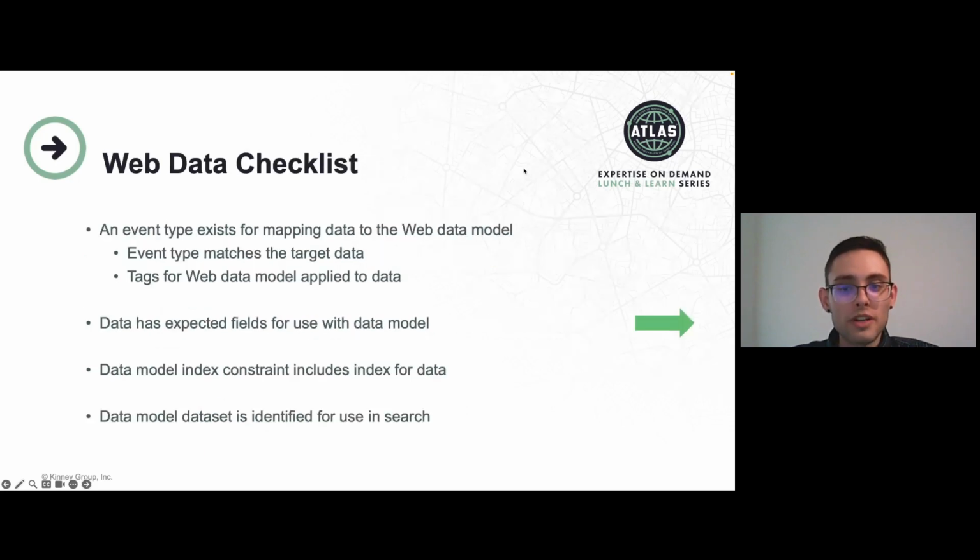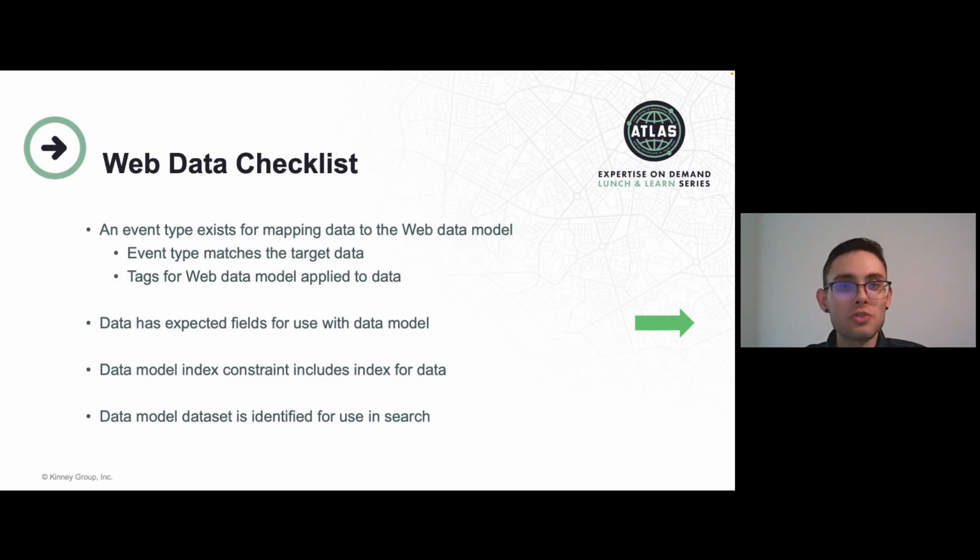Okay, so we are down to our final step here with our tutorial data, going through our checklist, making sure that it's usable. So the first step is going to be making sure an event type exists. So I already mentioned event types and tags are how you're going to associate new data sources with data models. We talked about normalization, making sure that data has expected fields.